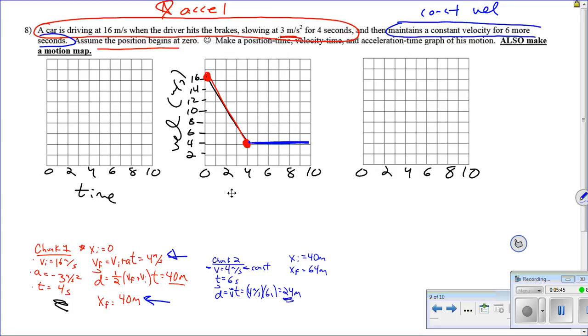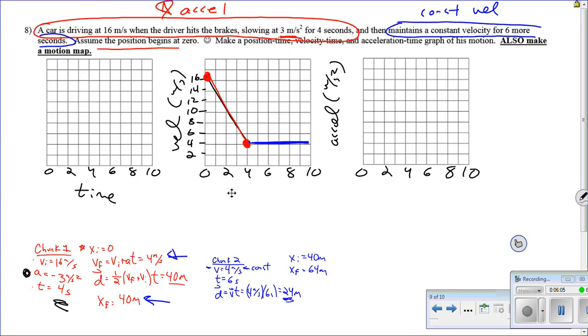All right. Let's go over here and do the acceleration graph. That was easier than position. So acceleration, meters per second squared. So our acceleration in the first chunk is -3, and our acceleration in the second chunk, oh, I didn't write it down.